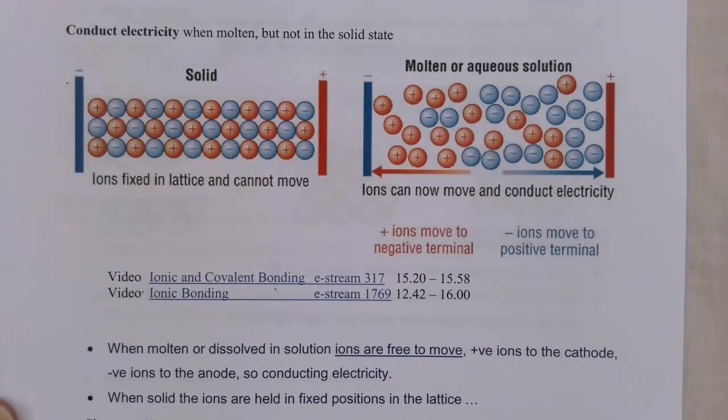Notice we haven't talked about electrons. The electrons are not free to move. It is the ions, both positive and negative, which can flow and therefore conduct electricity. Whereas in the solid, they're fixed in positions. They just vibrate around fixed positions. So that finishes this short video looking at the physical properties of ionic compounds.